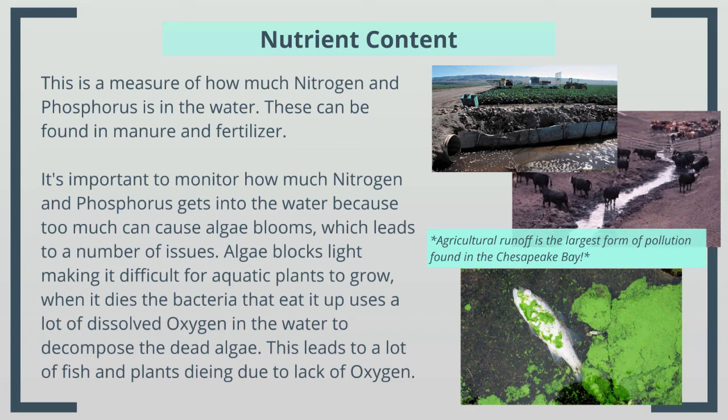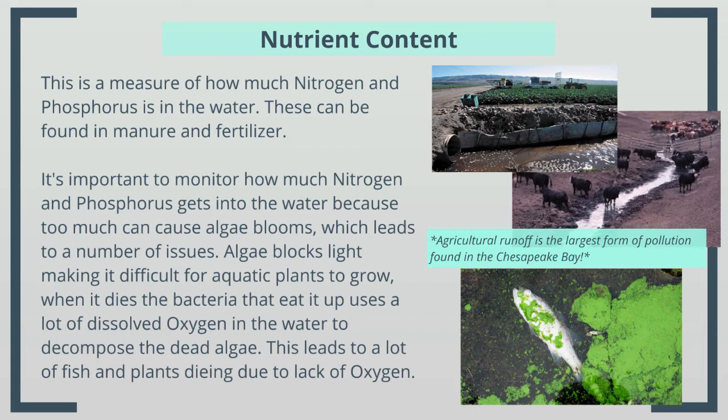Now, the Chesapeake Bay, the watershed that we're a part of, agricultural runoff is the largest form of pollution found in the Chesapeake Bay. So Virginia's full of farms, Maryland's full of farms. Farms use fertilizer, they have lots of animals that produce lots of manure, and that runoff as it goes through these farms gets into the bay.